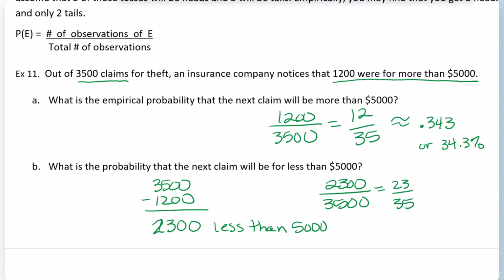And then again, if you wanted to divide it and turn it into a decimal, 0.657, again, rounded approximately, or 65.7% roughly. All right, so a little bit there working with empirical probability.